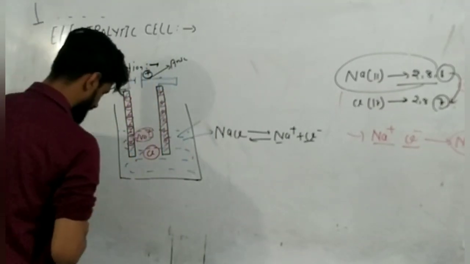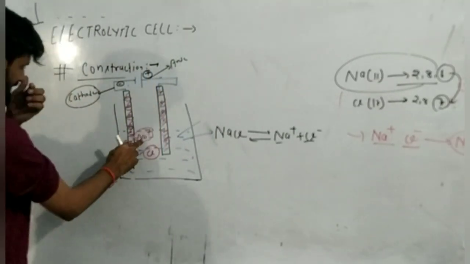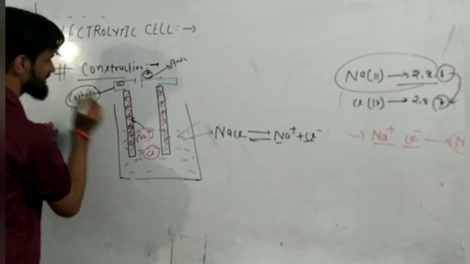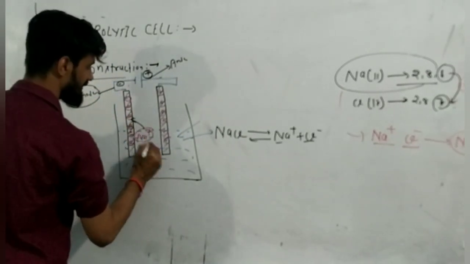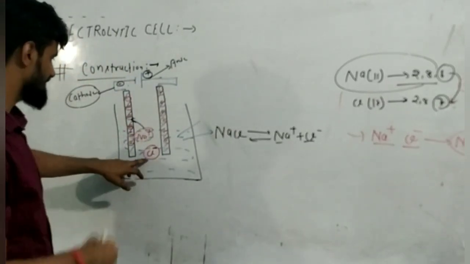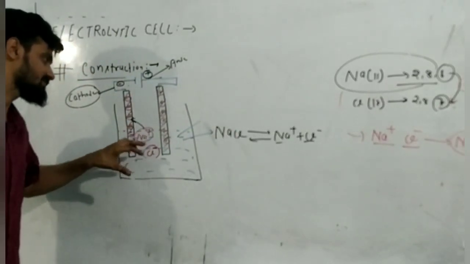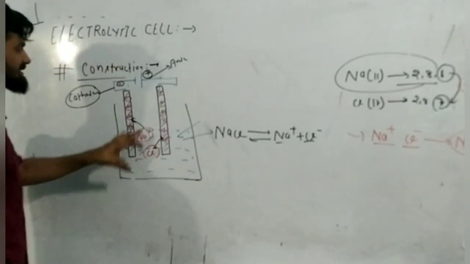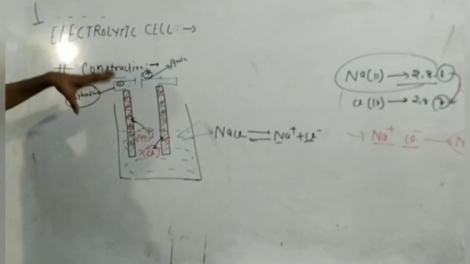So Na plus is positively charged, so here there is a deficiency of electron, so it will run towards the electrode having negative charge. And chlorine minus ion, there is an excess of electron, means you can see that there is ample electron cloud on the chlorine atom, so it will go towards the positive charge. These types of scenario you can see inside the electrolyte itself.